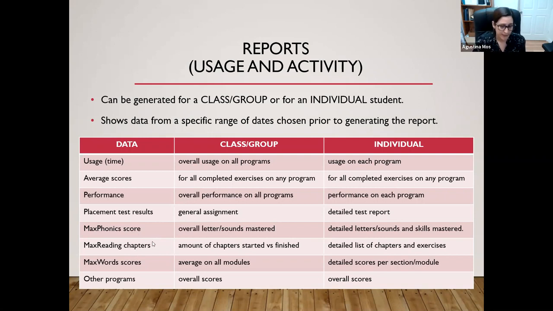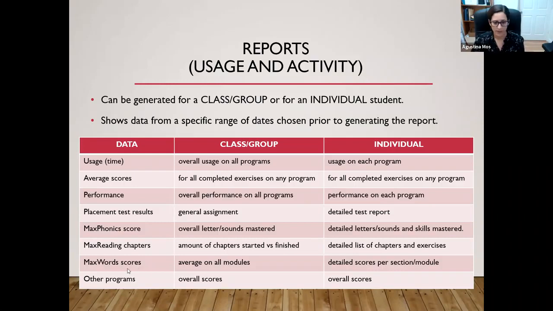When it comes to Max Reading, on the class level, we're going to see things like how many chapters have been started versus how many have been finished. And then when we get to the individual report, we'll see the list of those chapters that were finished, what scores were achieved on each of them, and if the students are writing summaries or outlines, we'll see those there as well.